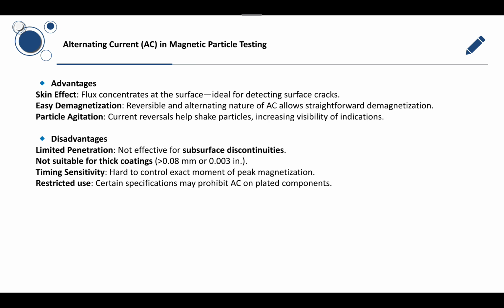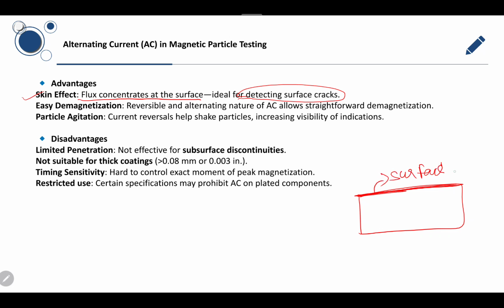Next, advantages. First one is skin effect. This is a major benefit. The magnetic flux concentrates at the surface of the part. This makes AC ideal for detecting surface cracks. Mostly the flux concentrates on the upper part of the material, which is called the surface. Think of it like a very shallow magnetic field that is perfect for finding flaws right on the exterior.